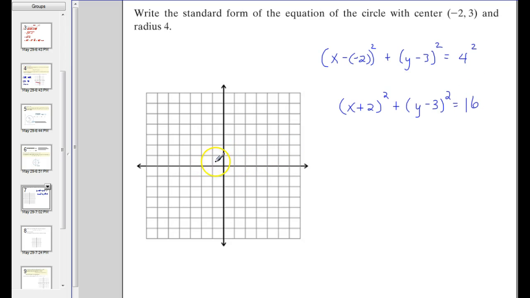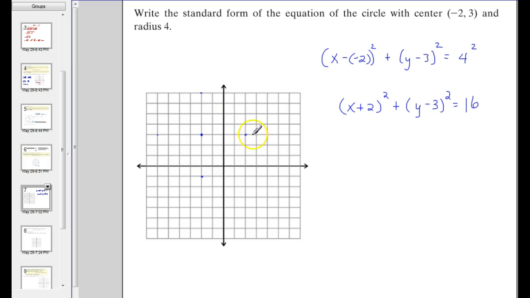We got 2 to the left and 3 up. There's our center. Alright, and our radius is 4. So the easiest thing to do here, if you're going to freehand this, is go out 1, 2, 3, 4. Go up 1, 2, 3, 4. Go left 1, 2, 3, 4. And go down 1, 2, 3, 4. So there's the points that you connect. You're connecting with an arc.